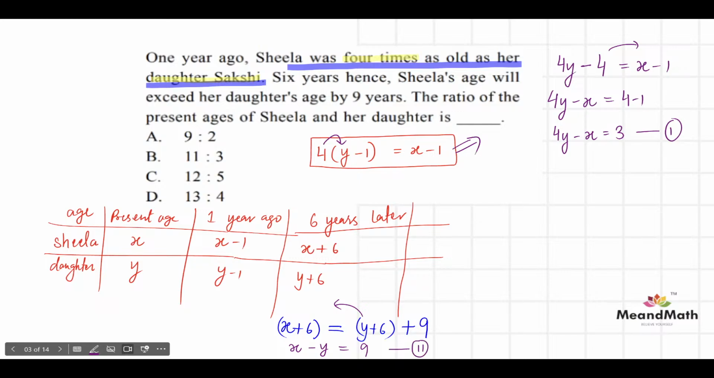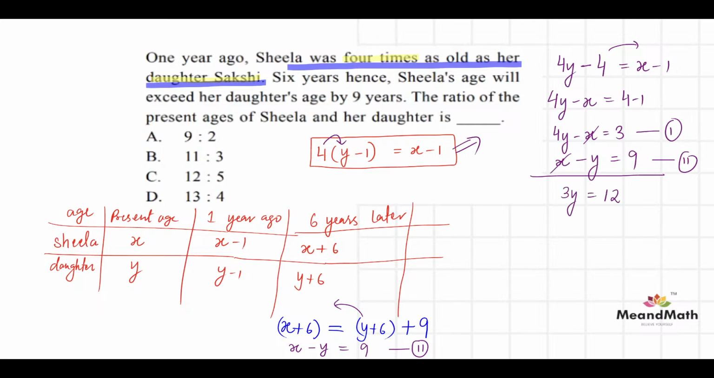So that was the first equation and this is the second equation, which is x minus y equal to 9. What to do? Let's add them both. If we add them both, our x is going to be cancelled. 4y minus y will give us 3y, that is equal to 12. So y comes 4. If y comes 4, what's the value of x?